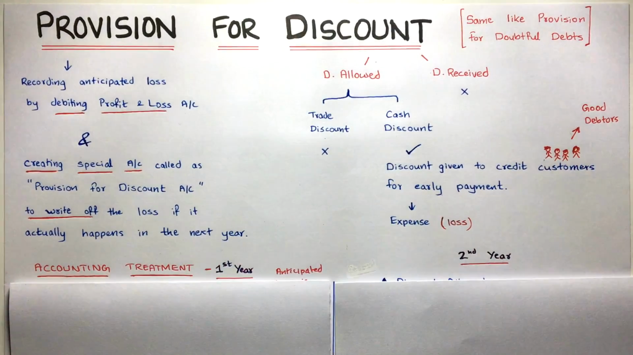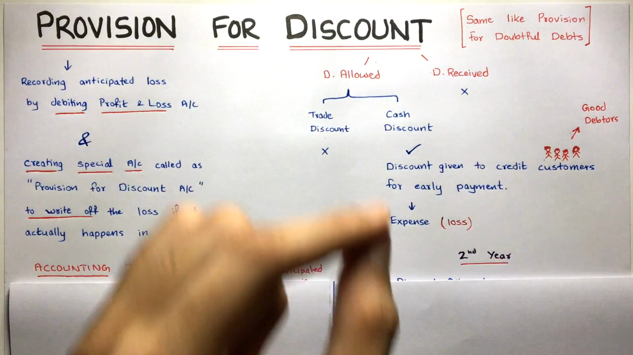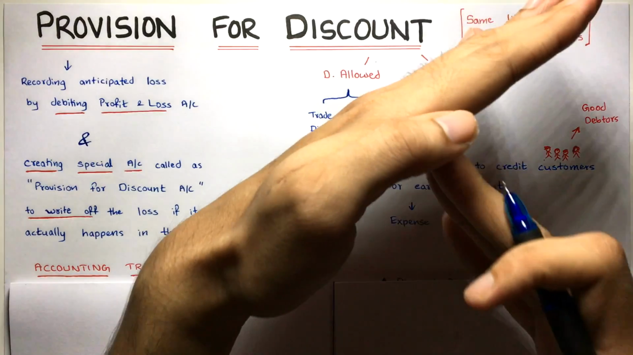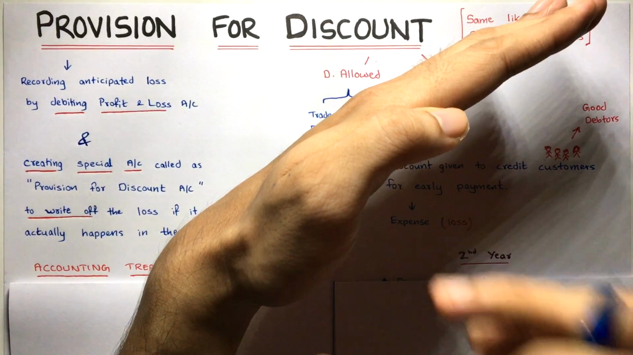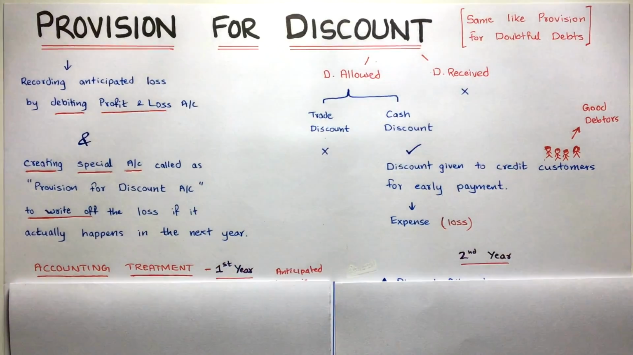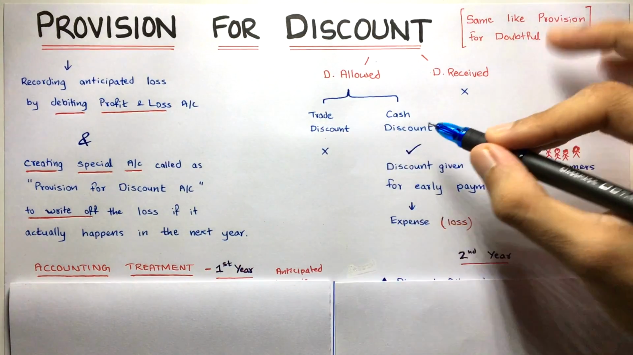Whereas discount allowed is a discount which we give to our customers. So this is a loss for us, an expense for us. This discount allowed is supposed to go on the debit side of profit and loss because it's an expense, it's a loss. Now you can also further classify this discount allowed, but actually we don't do that. We have trade discount and cash discount.